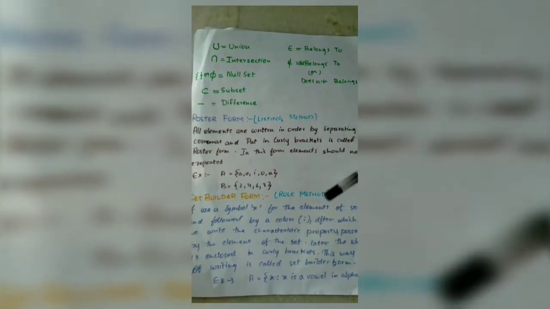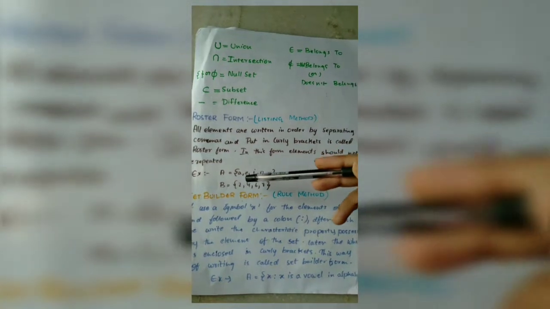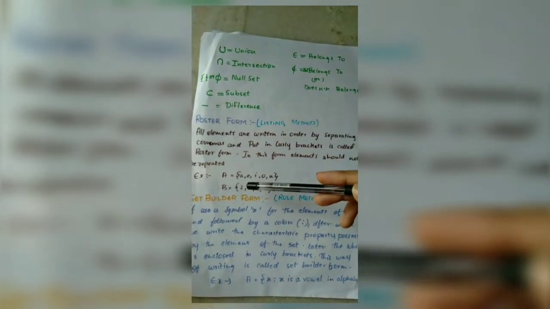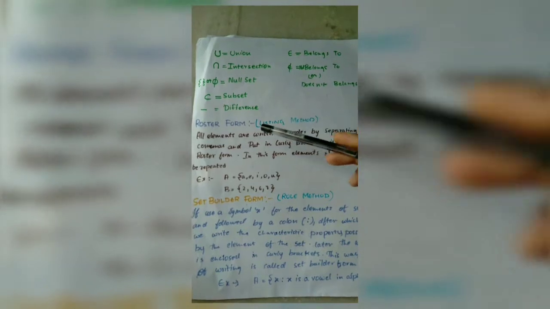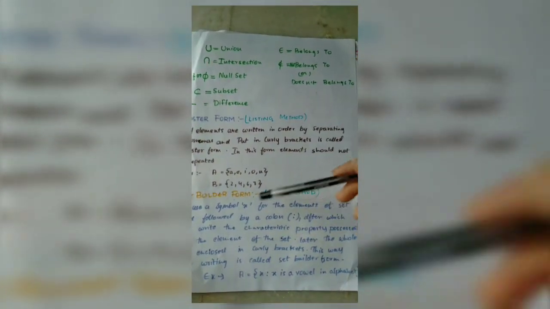After writing in order, we should separate each element with commas, or else it will become one unit, one entity. So always we have to separate each element with commas, like this: a, e, i, o, u. And put it in curly brackets. A set must always be in curly brackets. I'm saying this from the start: if it is not in curly brackets, it is not a set.